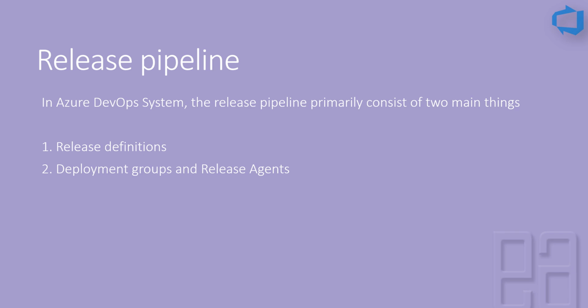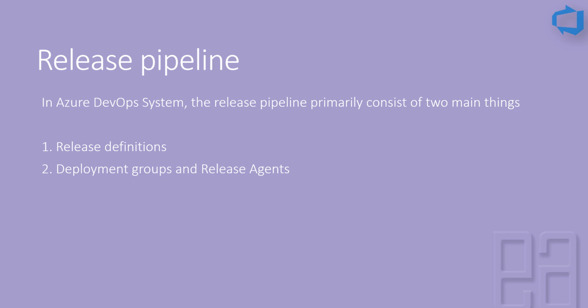You can see that we already talked about the agents, which is nothing but the build agent, in our previous video. We created an agent pool, we deployed an agent, and we used that agent to run the build on our local machine. Here, it is exactly the same concept, but this time we're going to have something like deployment groups and a release agent. The deployment group is a separate concept. We'll be talking about that a lot in our upcoming videos.